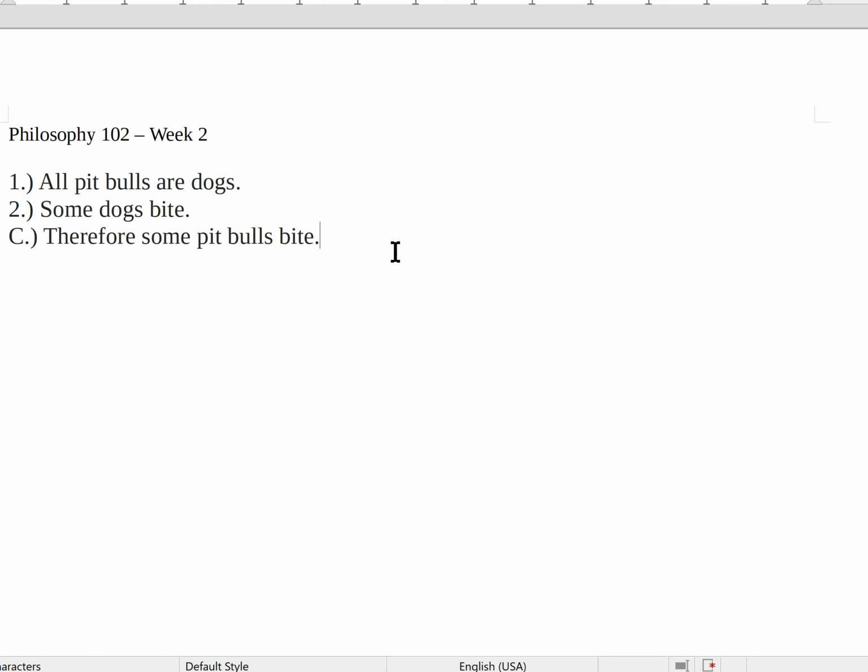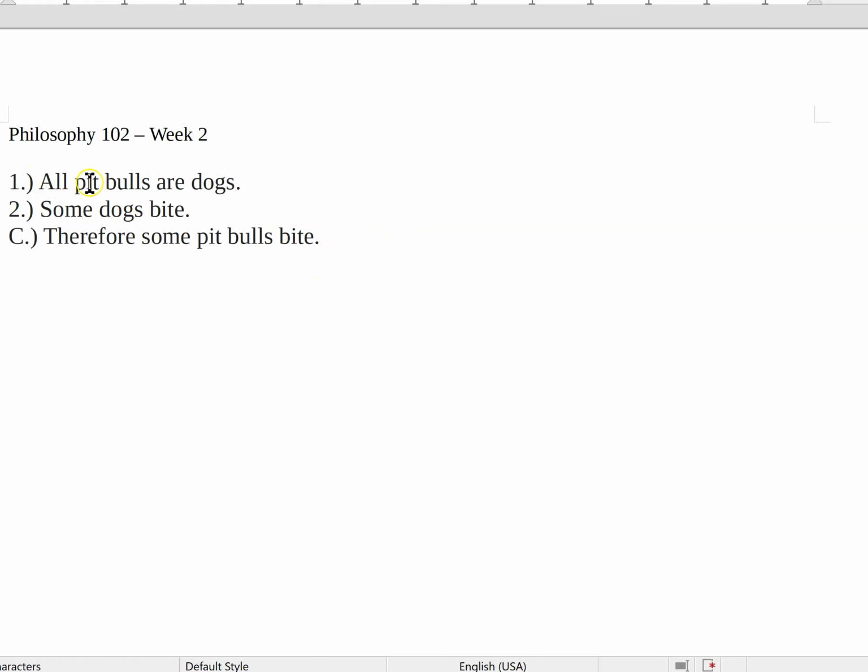I usually initially get some pushback from students because, well, they've heard arguments about pit bulls, and not all pit bulls bite, or pit bulls are given an unfair reputation for being biters, etc., etc. Already, your background information is causing you to approach this argument a little sideways. Let's just take the argument as it is and see if this is a conclusion we can reliably reason to. Let's see if this is good reasoning.